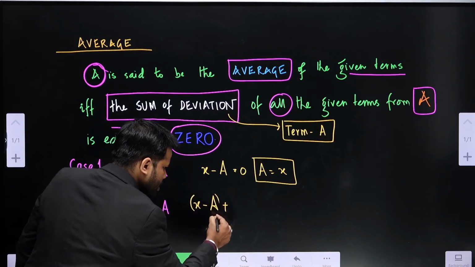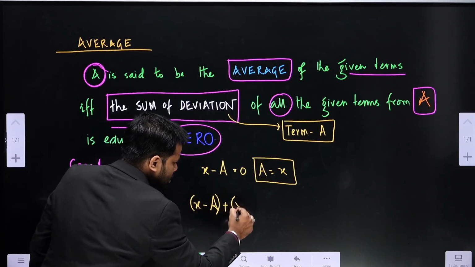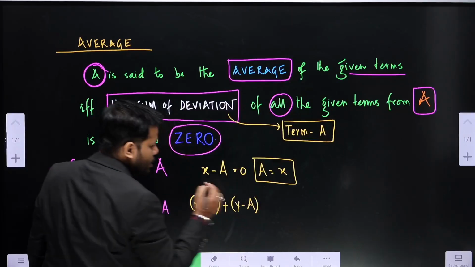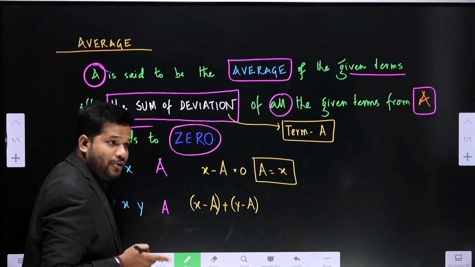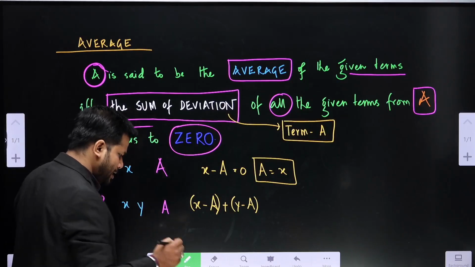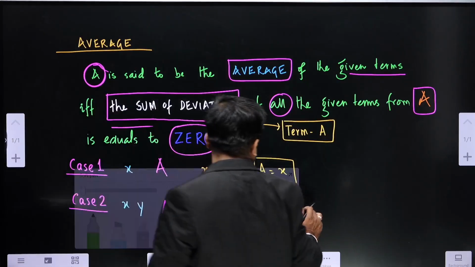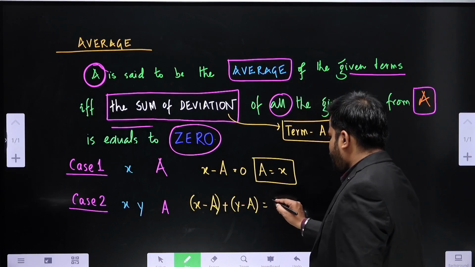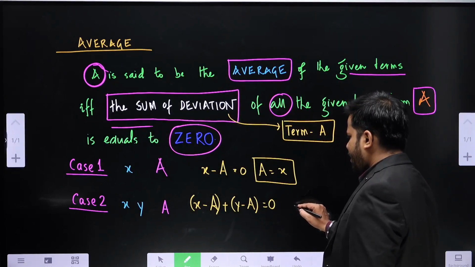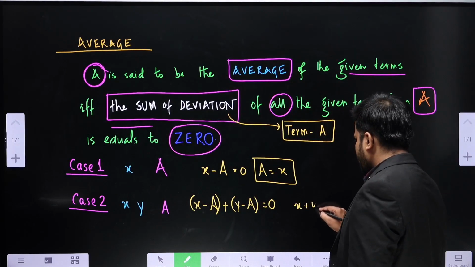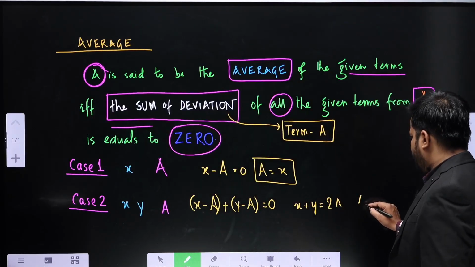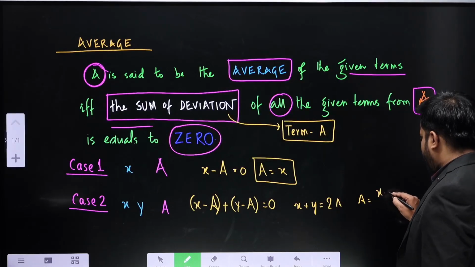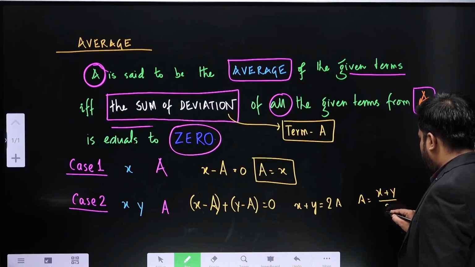This is my deviation number 1 and then the deviation number 2. Okay sir. So when I calculate this, whatever A value comes, that will be the average. Yes. So now you can evaluate this. This will be equals to 0. So can I tell x plus y will now be equals to 2A. Then A will become what? x plus y by 2.